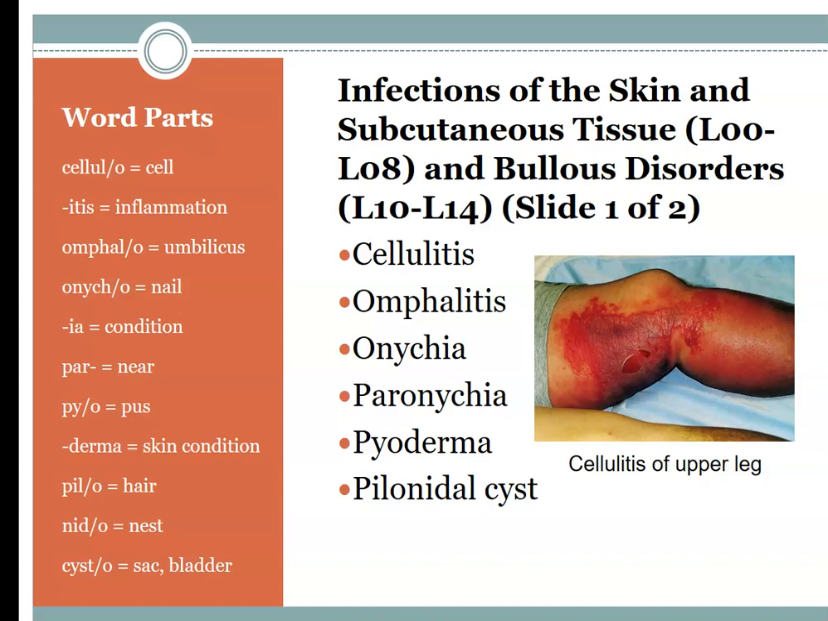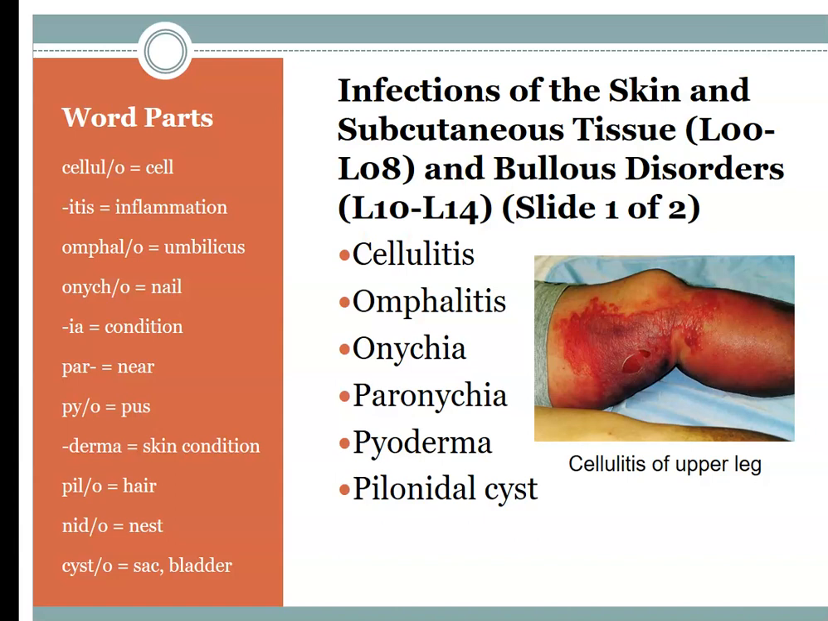Infections of the skin and subcutaneous tissue. The first one is cellulitis, and that is bacterial inflammation that is diffuse, spreading, and occurs within solid tissues. Omphalitis is an inflammation of the navel. Onychia is an inflammation of the nail. It is also called onychitis. Paronychia is an inflammation of the skin surrounding the nail.